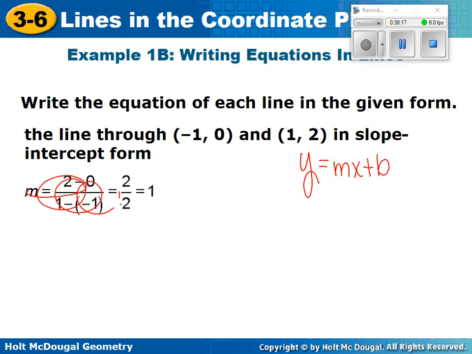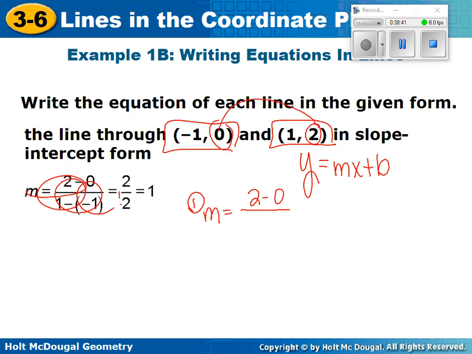So how am I going to find slope if I know it passes through these 2 points? Good. We're going to use our slope formula, right? All right. So let's do that real quick over here to the side. M equals, what am I going to plug in on the top? 2 minus 0 is great. Starting here and going here. So 2 minus 0 then. And 1 minus a negative 1 becomes 1 plus 1. Does that make sense?